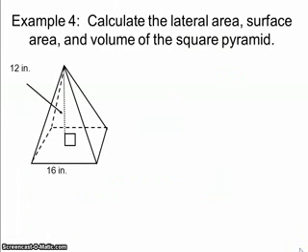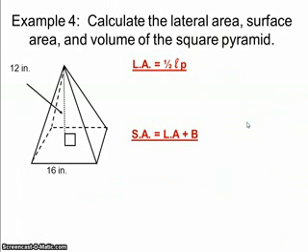Next, we're going to calculate the lateral area, surface area, and volume of the square pyramid. Okay, again, we'll start with our formulas. Lateral area is 1/2 slant height times perimeter. Surface area is the lateral area plus the base, and volume is 1/3 base times height.